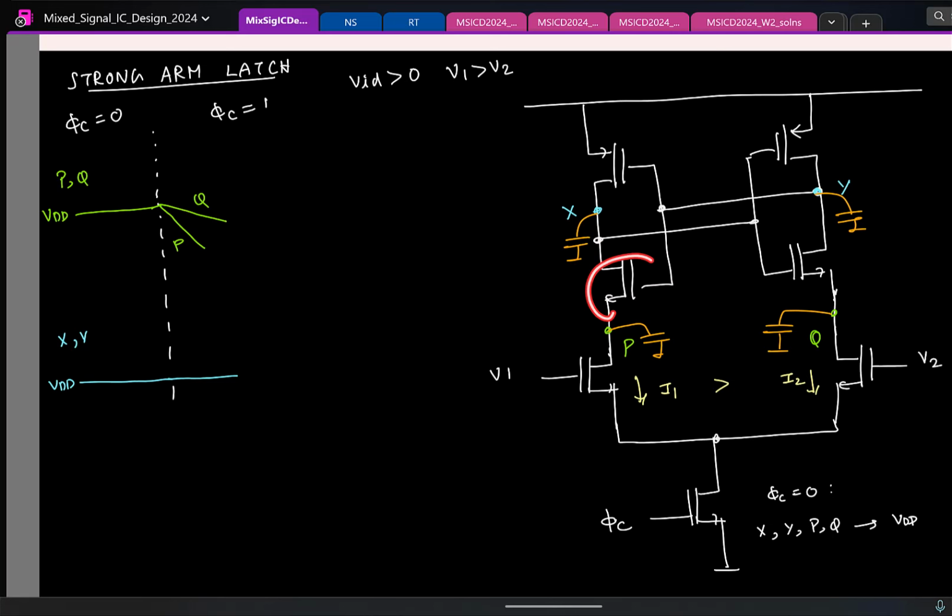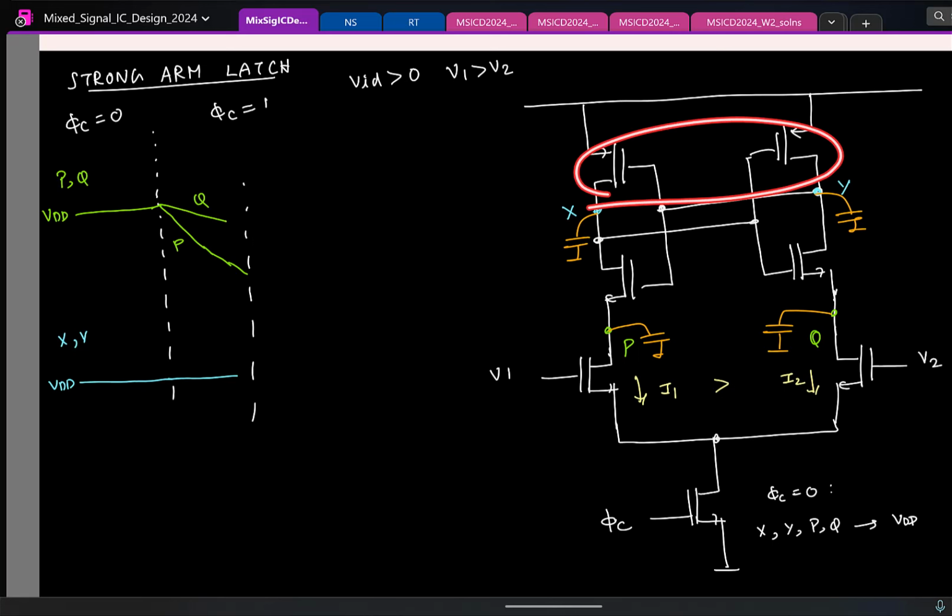If this starts to turn on, what will happen to, okay, let's see. At this point, let us say P is dropping faster. So let us say at this time instant, this NMOS has started to turn on. If this has started to turn on, what can you say about the current in the transistor? Is it 0 or non-zero? Non-zero.